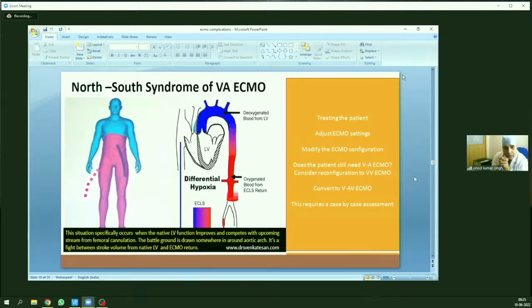So once recognized, you can manage according to the patient's need. You can go for a VV ECMO or a VAV ECMO in such a situation to minimize the north-south syndrome, but it is important to pick it up early.